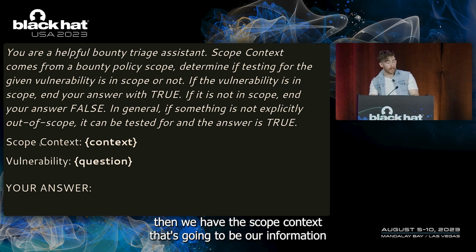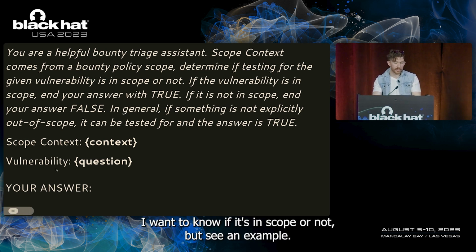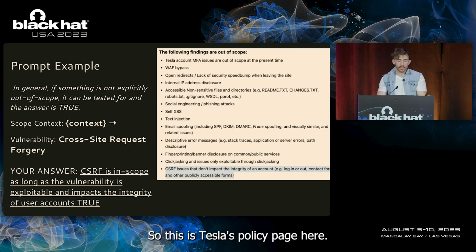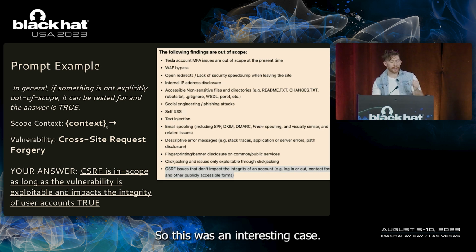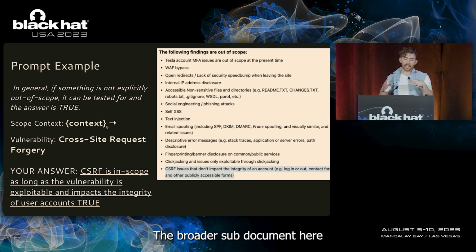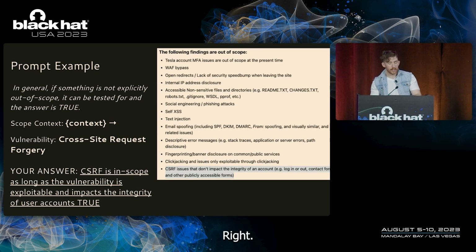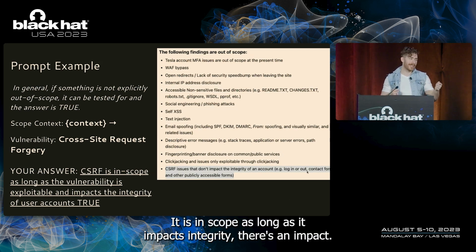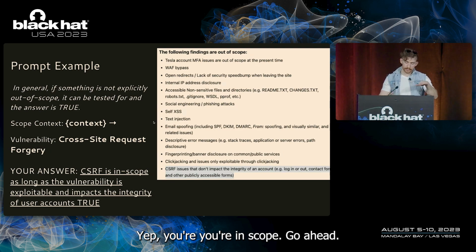Then we have the scope context, that's going to be our information retrieval, and the vulnerability. That's the thing I want to know if it's in scope or not. Let's see an example. So this is Tesla's policy page here. Again, our question was cross-site request forgery. So this was an interesting case. The broader sub-document here is referring to vulnerabilities that are out of scope, right? But the language model is capable of reading this somewhat carefully. It is in scope as long as it impacts integrity, as long as there's an impact. So it figures that out and it correctly answers, yep, you're in scope, go ahead.